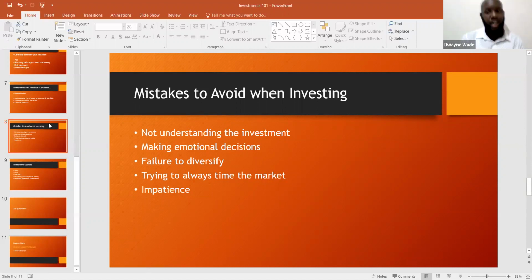Another mistake to avoid when investing is making emotional decisions. And I can explain what I mean by that. Now, let's say you want to invest in a company. Let's say you want to purchase stocks. I remember I said earlier, stocks. You purchasing stocks is you purchasing ownership in a company, right?